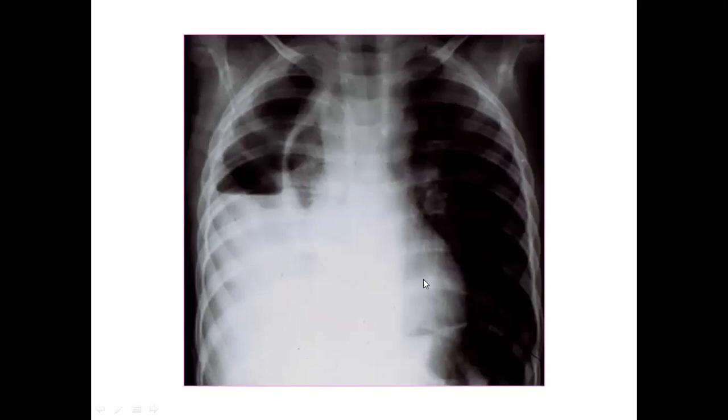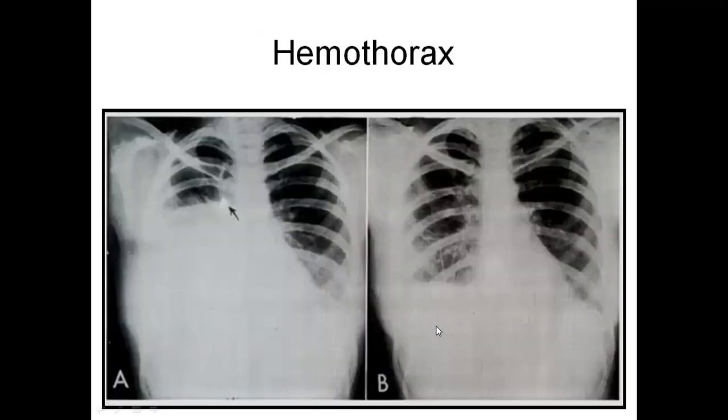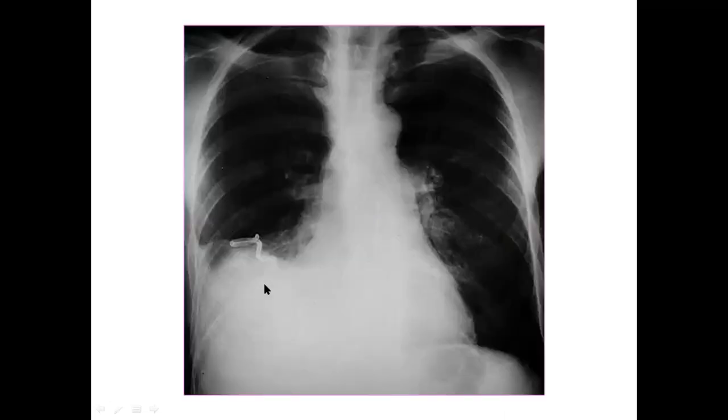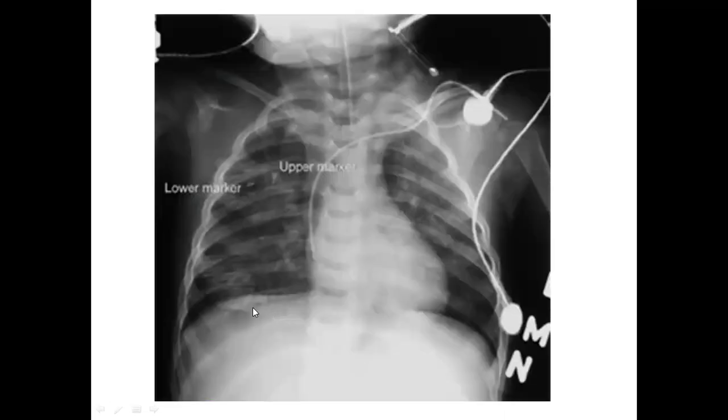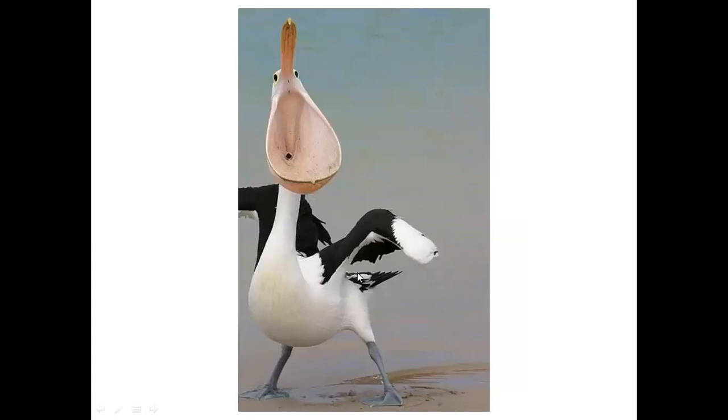You can see this is the heart, where the border of the heart is also changed. Okay, hemothorax. If blood is full, you call it hemothorax. If air is filled, you call it pneumothorax. Okay, so different types of derangements we see in X-rays.